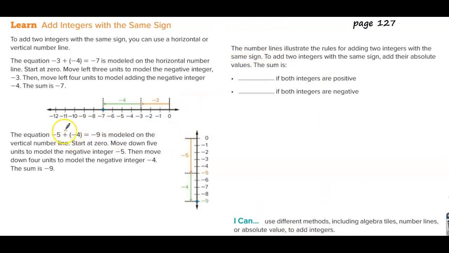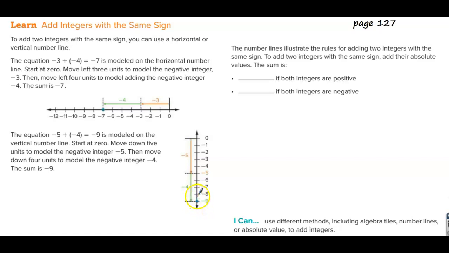Over here they want you to add -5 and -4. So you start at 0 on a vertical. This is kind of like a thermometer. Okay. You go down 5 and then you go down 5 more. Well, it's like in the morning you woke up and it was -5 degrees, but before the bus got there, the temperature went down another 4 degrees. So now it would be -9.